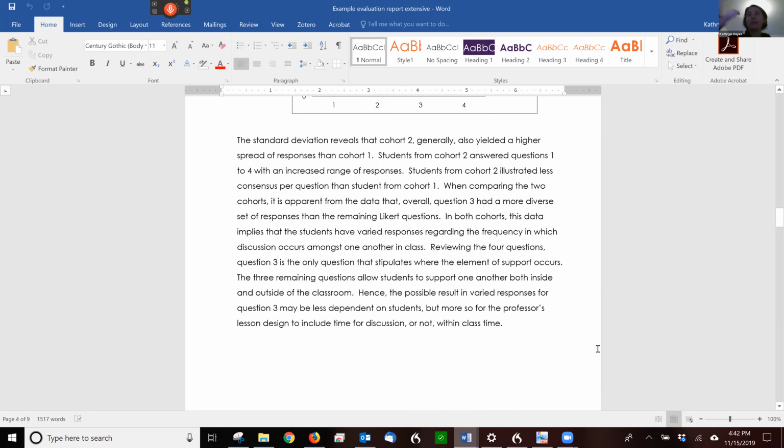And so they talk a little bit about different things that they saw in the chart. So that's really important that you don't just give a chart and talk about the responses, but you talk about what you found and what it means, all right? So they said in both cohorts, this data implies that the students have varied responses regarding the frequency in which discussion occurs among one another in class.